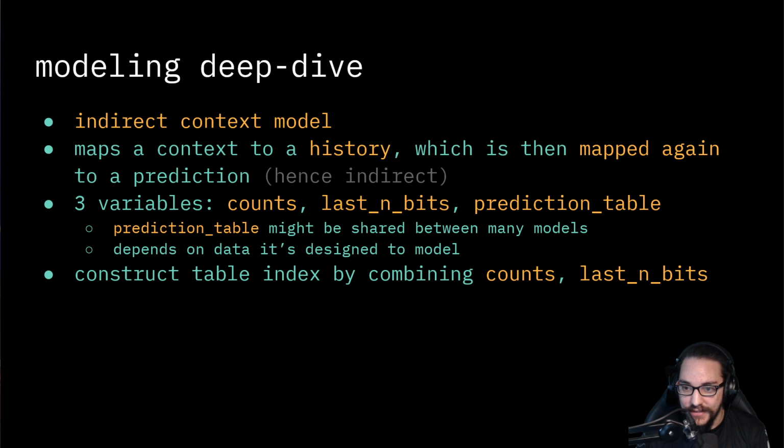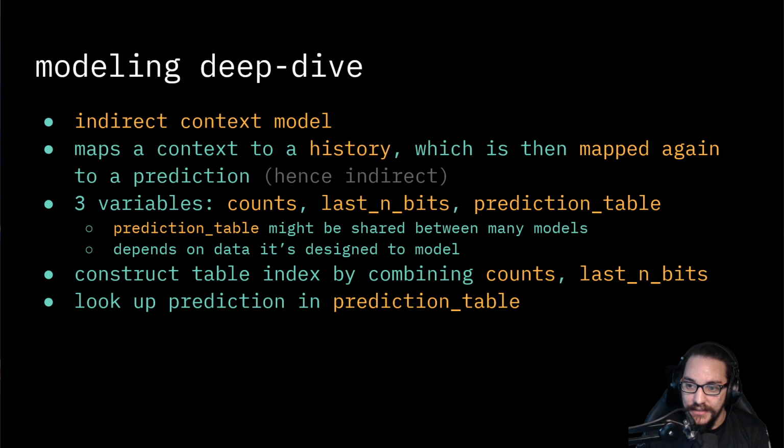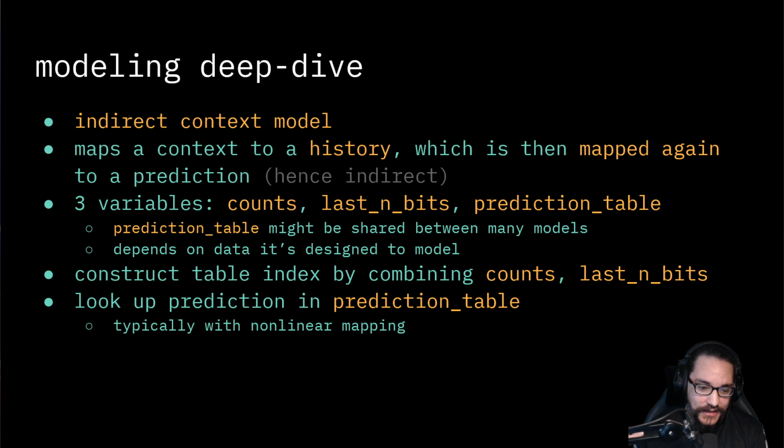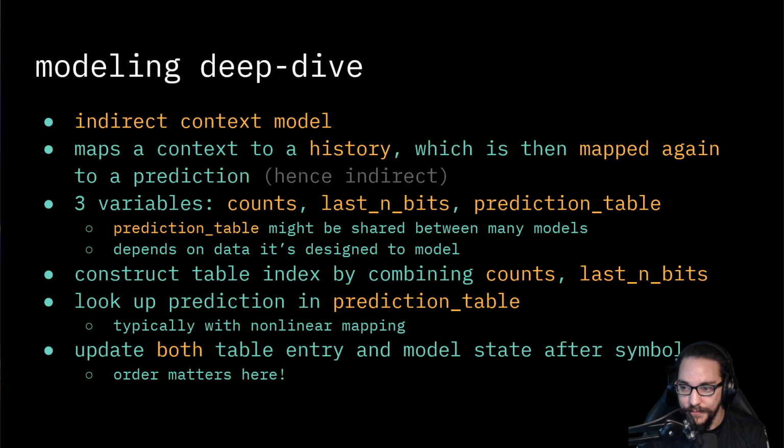But the idea is that we construct a table index by combining count, like how many times this has been used, or the counts of zeros and ones that we've seen before, and then whatever the last bits specifically were. Because we might have seen 5 zeros and 5 ones, but the last bits might be 1 0 or 0 1, and then we might be able to model that differently. And then we look at the prediction in the prediction table that we made from that table index. And we'll also typically use a nonlinear mapping, because the way that this logarithmic scaling works, with probabilities near 0 or 1, you usually want a bit more precision there, which just gives you better compression.